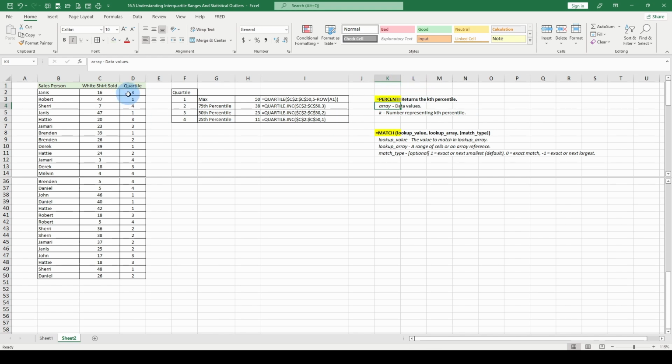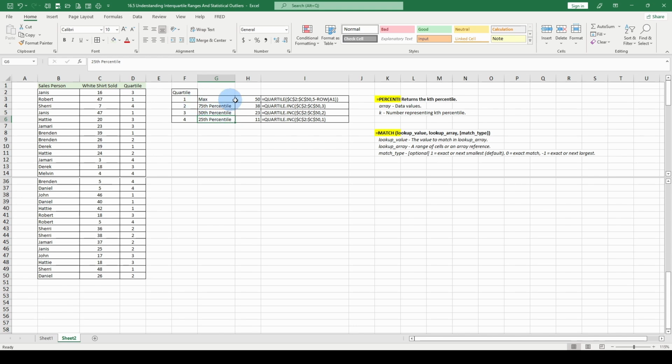In terms of understanding how this works, it's a little backwards. This match is backwards from the way the quartiles are determined. Let's say we're looking at Robert. He sold 47 shirts. It would be quartile 1. Well, that's 1. When you're computing quartiles, number 1 is the 25th percentile. This is backwards. Just keep that in mind.